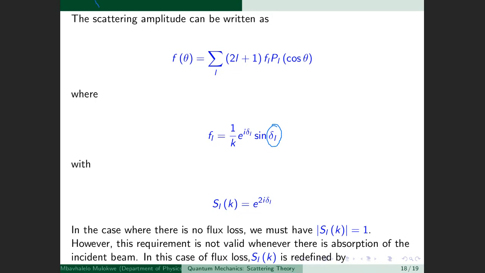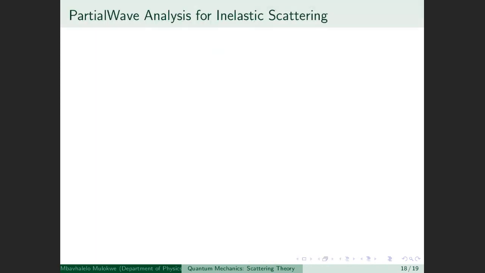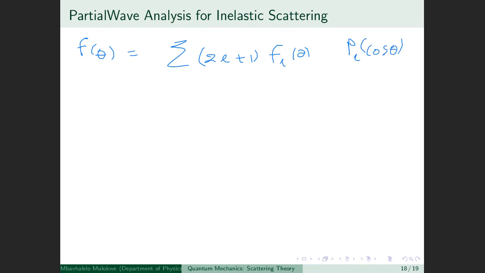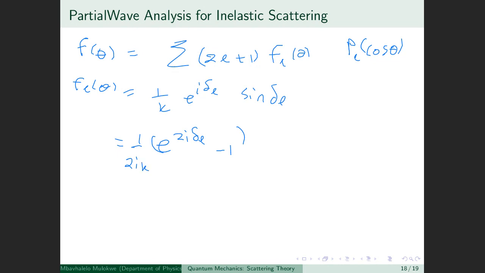So the last thing that we could discuss was the inelastic case. Let's just rewrite what we found for the scattering amplitude. f of theta, we wrote as the sum of 2L plus 1 times the partial scattering amplitude f_L, which is again a function of theta, times P_L of cos theta. This function f_L of theta, we found to be 1 over k e^(i delta L) sine delta L, but I think for this case it's better to go back to the original unsimplified expression in terms of e to the 2i delta L minus 1 over 2ik, which follows directly from that expression.